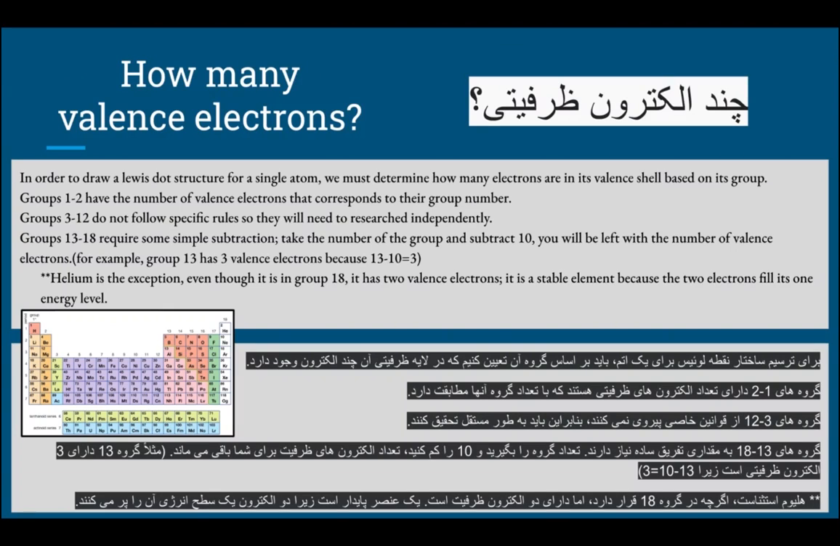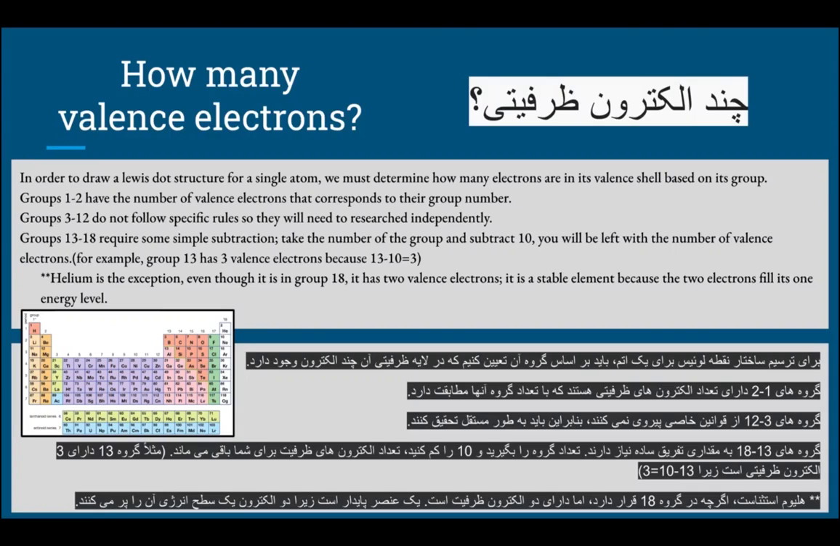So groups 1 to 2 have the number of valence electrons that correspond to their group number, and we can look to the periodic table for this. Then groups 3 to 12, the green and the purple, do not follow specific rules, so they'll need to be researched independently. And then 13 through 18 require some simple math and subtraction. Take the number of the group and subtract by 10, and you'll be left with the number of valence electrons.